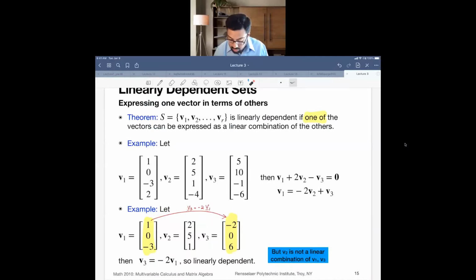To elaborate more, you can see that v2 is not a linear combination of v1 and v3, right? Because when you say v3 equals negative 2 v1, the coefficient of v2, k2, is a 0. So v2 you are not able to express in terms of v1 and v3, which is not a problem. You only had to satisfy for one, and you were able to do it for v1 and v3. Sure, you are fine. You have a linearly dependent set of vectors. So only one of them has to satisfy, not each of them.